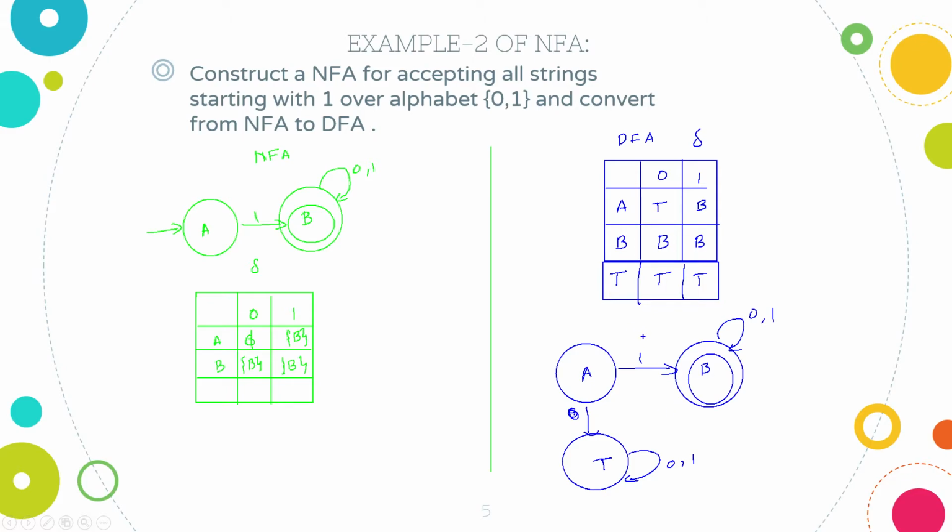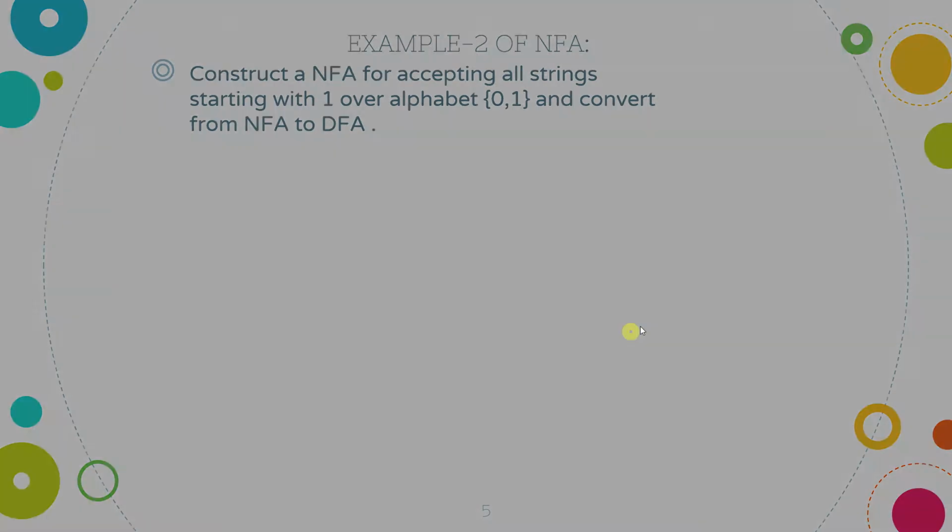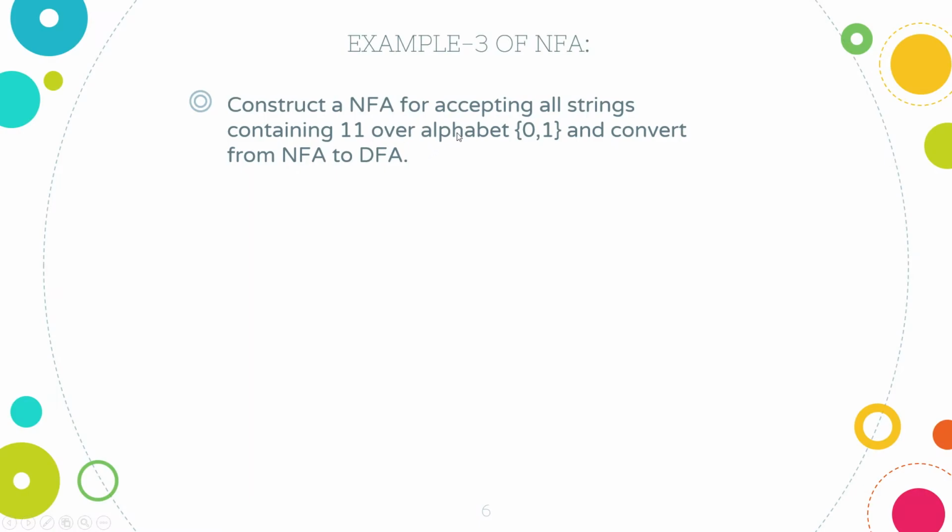Alright. Now what we'll do is we'll look at a third example. We have to construct an NFA for accepting all strings containing 1, 1. Okay. So we have to accept all the strings containing 1, 1 over the alphabet 0, 1 and convert it from NFA to DFA. Alright. So let's draw the NFA over here first.